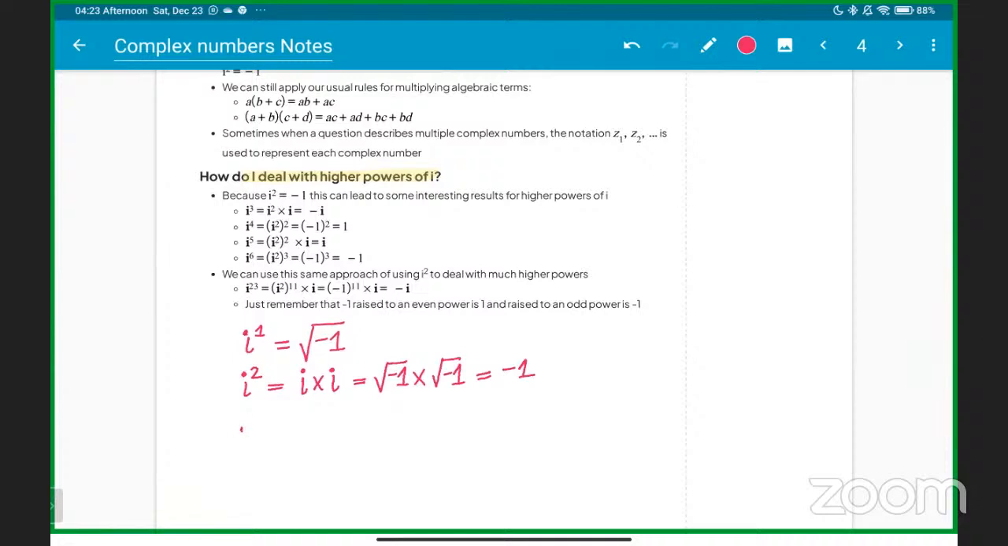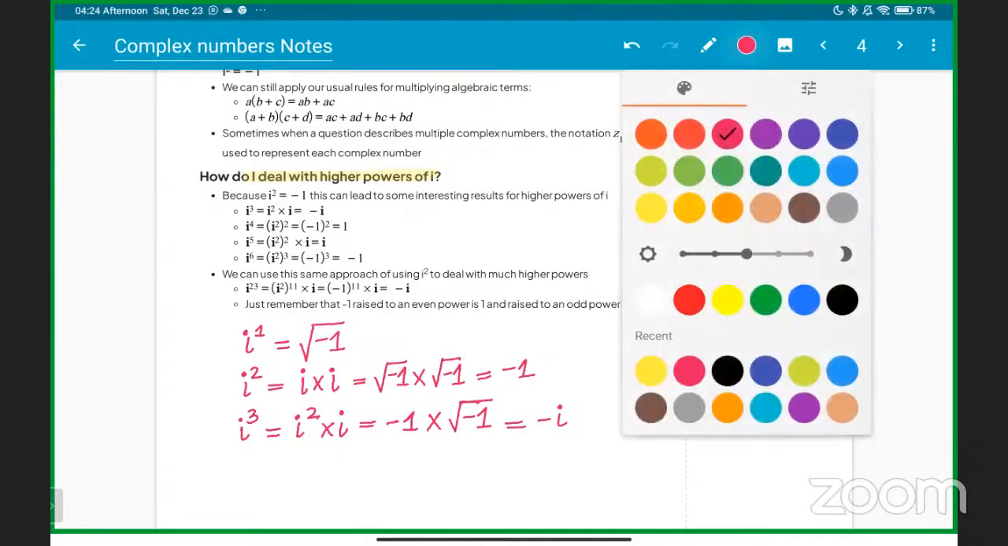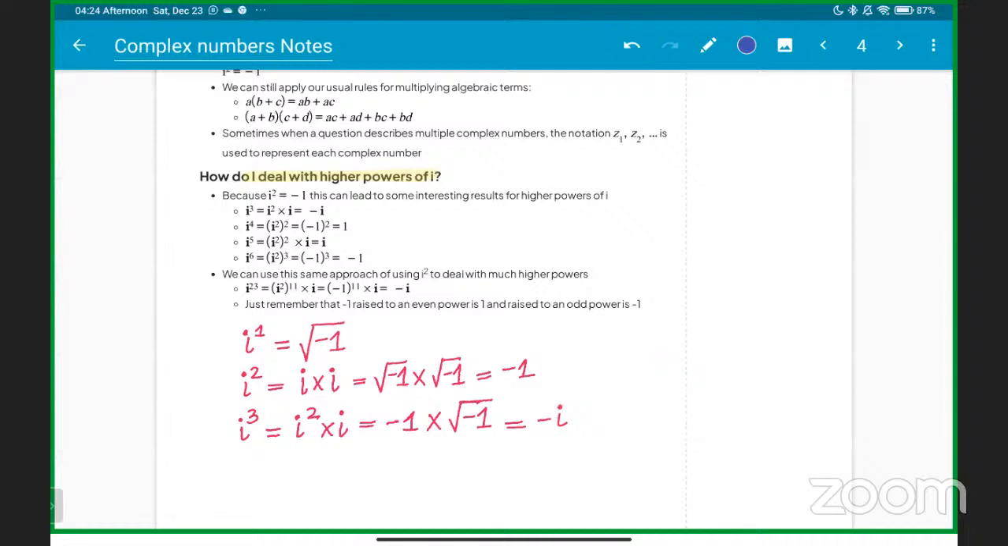Then everyone needs to understand how you get I cube. I power 1 is simple. I square is this. I cube will be I square multiplied by I. So I square you already have, that is -1, and you have I, which is the square root of -1. So you can write this as -1 times I, so I cube is minus I. Everyone getting it? I cube is minus I.